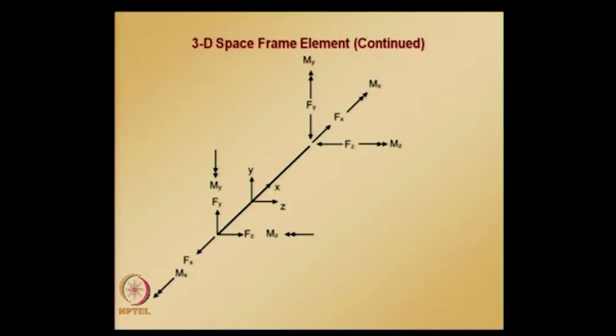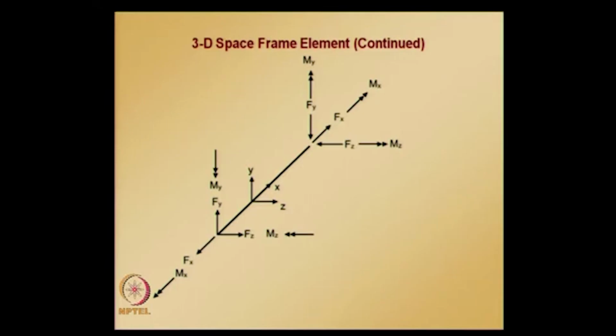And if you observe this figure, a double headed arrow convention is used to show moments. With this convention, if the thumb of the right hand is pointed in the direction of the arrow, then the curl of the fingers shows the direction of bending moment.